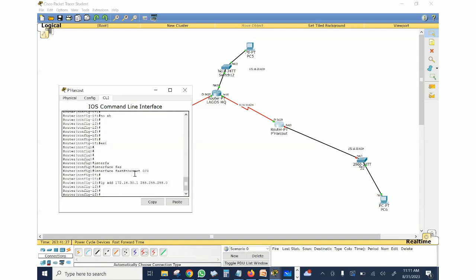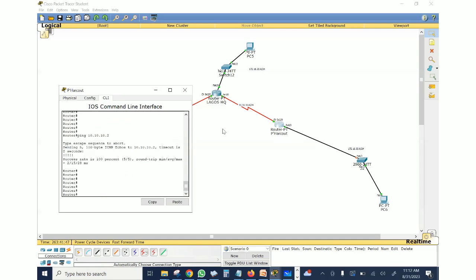255.255.255.0. Okay, no shutdown. So let's do some connectivity tests. Let's ping connected networks from the Port Harcourt router. Let's say this is a connected network. Let's ping 10.10.10.2. Okay, it is reachable.